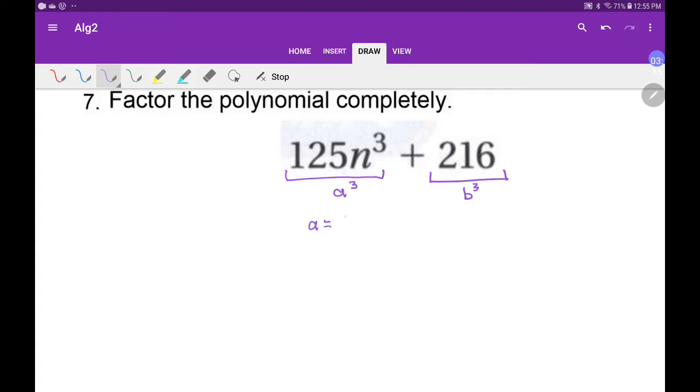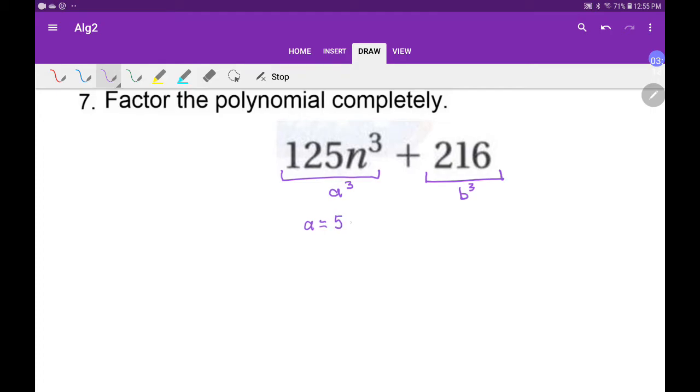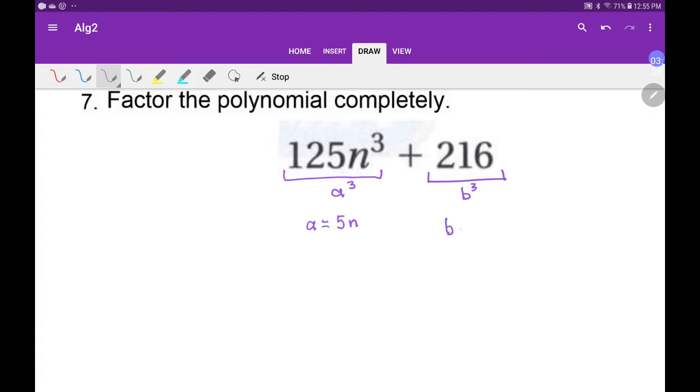And it is. Let's see. A is going to be equal to 5n, since 5 times 5 times 5 is 125, and, of course, n times n times n is n to the third. And then b, 216. Oh boy, 216. What is that? Well, I know it's not 2. 2 times 2 times 2 is 8, and 3 times 3 times 3 is 27. 4 gives me 64. 5 gives me 125. 6, what is 6 times 6 times 6? You know what? I think it's 216. And here's a problem that they picked out, so it's got to be. And it is. Okay, so b is equal to 6.